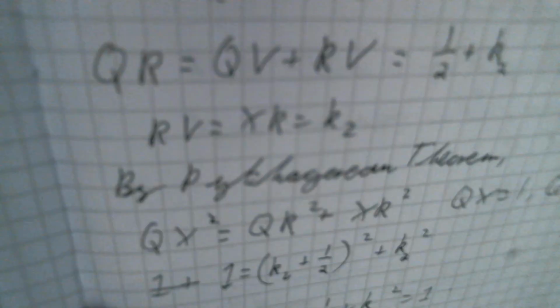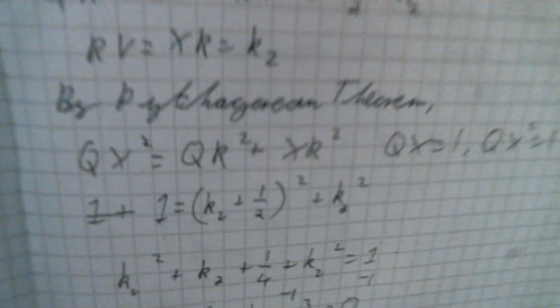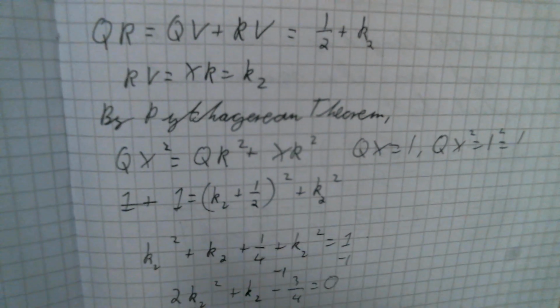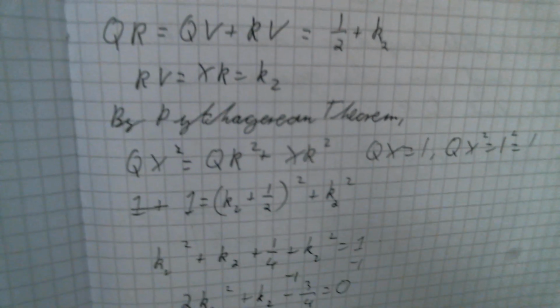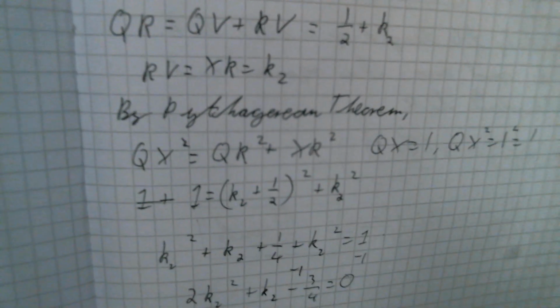Now, we're trying to set up something really funny here, so let me cook for a minute. QR is equal to QV plus RV, and RV, as I already said, is K2, and QV is 1/2. So the sum of that would be 1/2 plus K2. RV is equal to XR and is equal to K2. And then we apply the Pythagorean theorem, where QX squared is equal to QR squared plus XR squared.